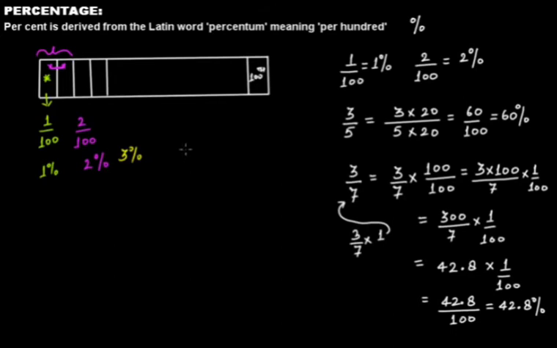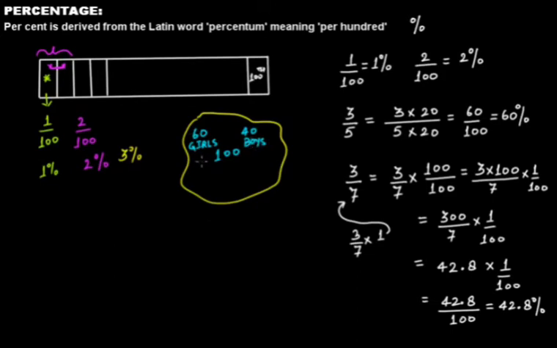Suppose in a whole class, the strength of the class is 100, there are 60 girls and 40 boys. Okay, so 60 girls and 40 boys.